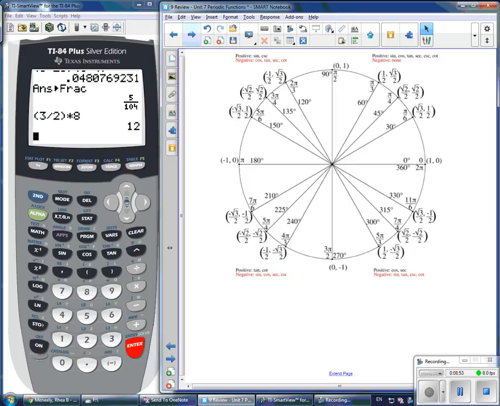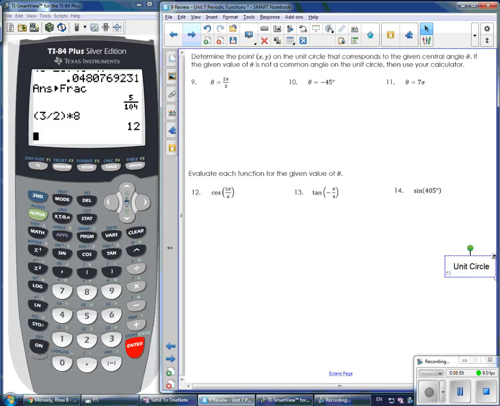All right, this is just a copy of the unit circle. I'll come back to this in just a second. The next couple of examples that we're going to do are going to refer back to the unit circle. So in problems 9 through 11, it just says to determine the point on the unit circle that corresponds to the central angle.